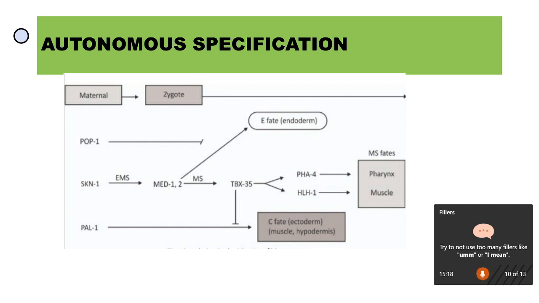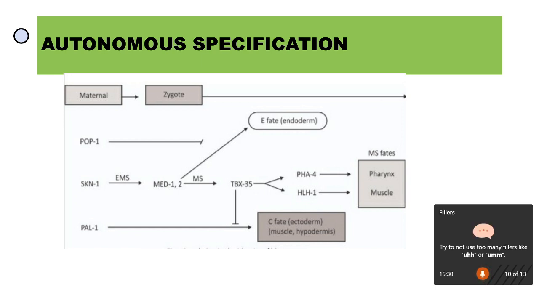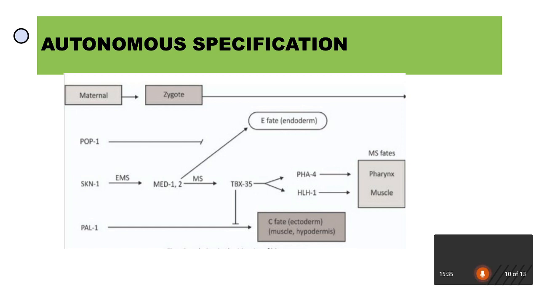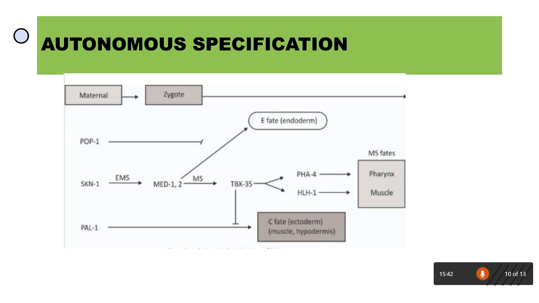Moving on to autonomous specification and conditional specification. First, autonomous specification. You all know what specification is. Specification is a process in which an undifferentiated cell is getting destined to a particular fate, to a differentiated fate. It has been classified into autonomous specification, conditional specification, and a third one, not specified here but present, syncytial specification.